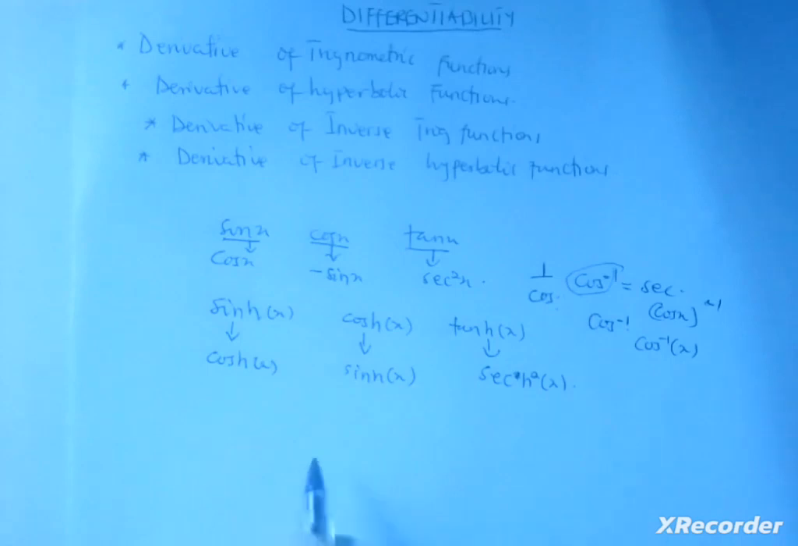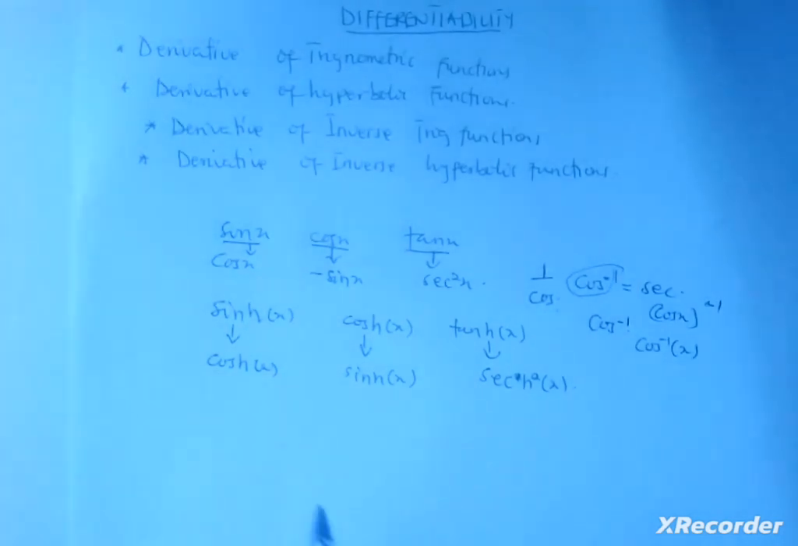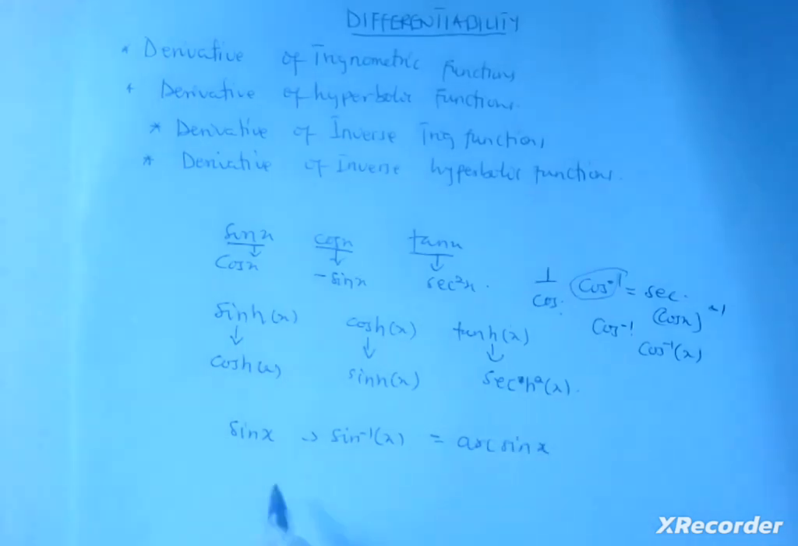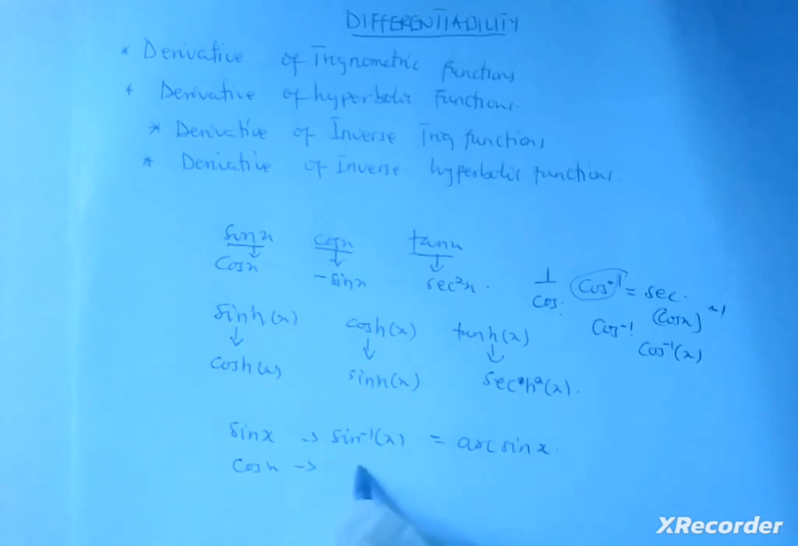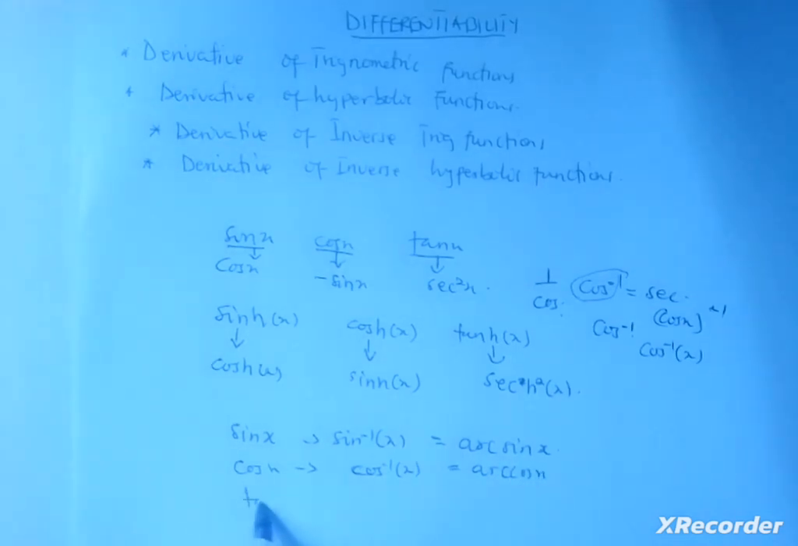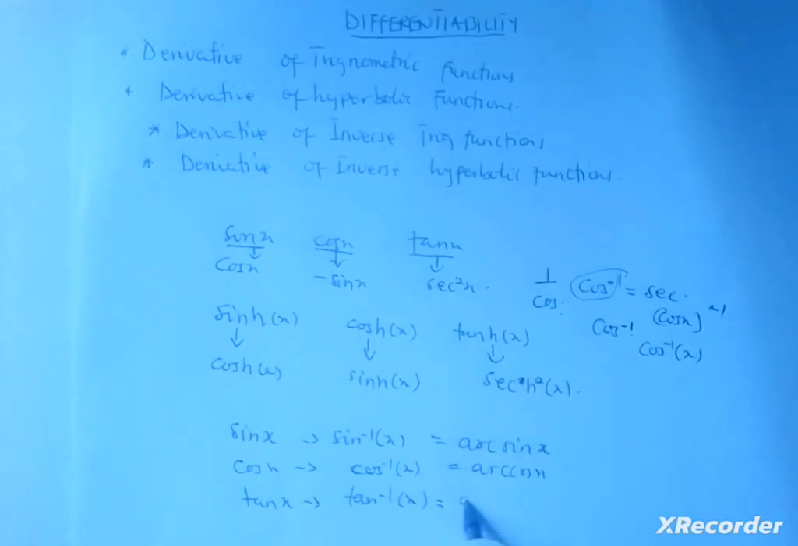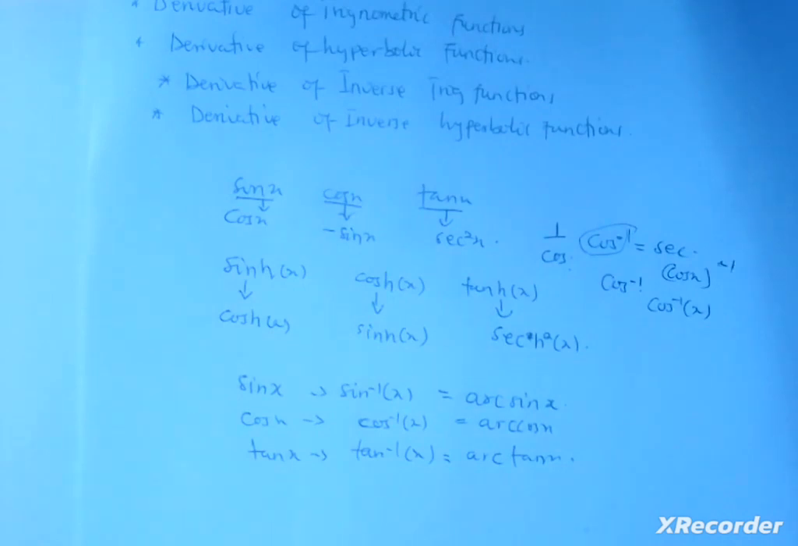So let's see. When we say inverse of trigonometric functions, if I take sine of x, the inverse is sine inverse of x, which is also called arc sine of x. If I take cos of x, I'm going to have cos inverse of x, which is also equal to arc cos x. Finally, I can have tan of x, then tan inverse of x, which is also equal to arc tan x. These are the inverses of our trigonometric functions.